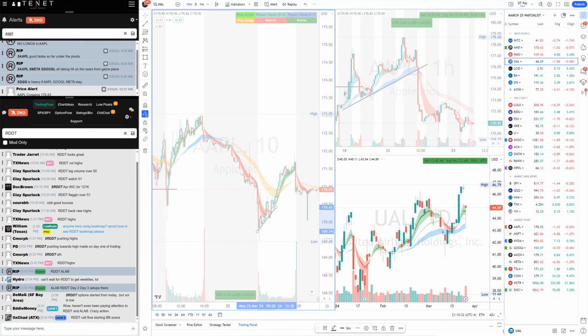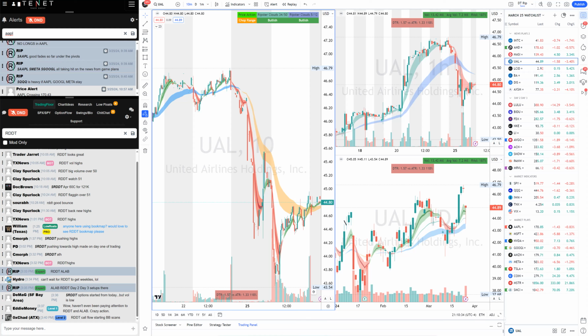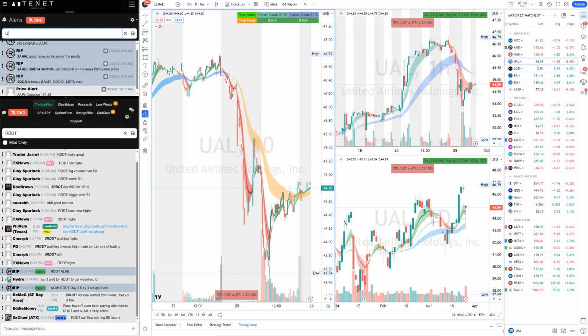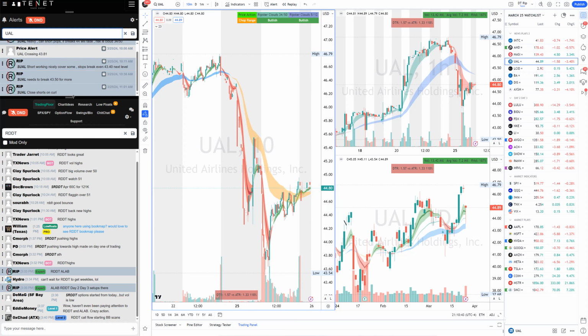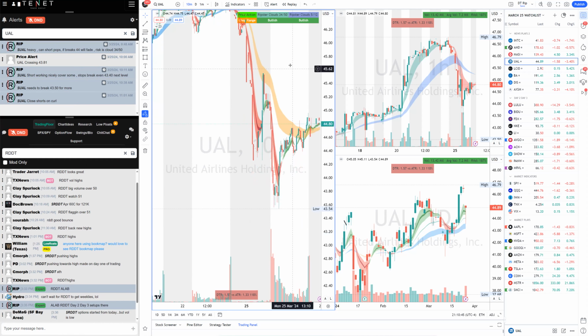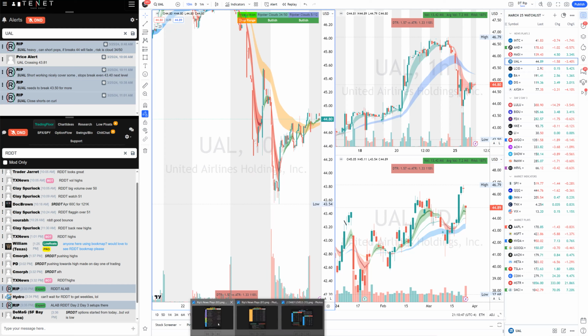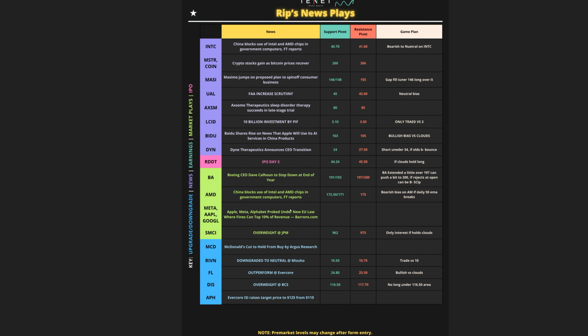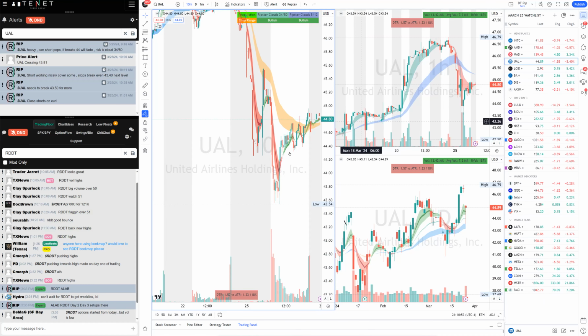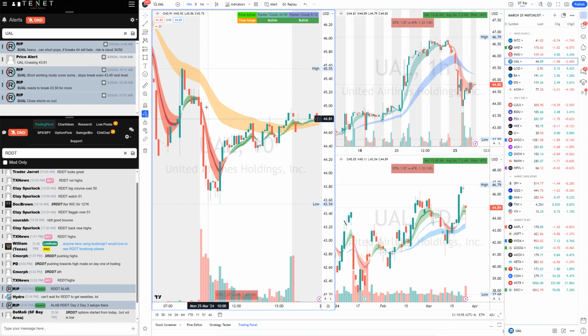There was UAL, which was our day 2 short. UAL was a day 2 short, a good one for small accounts. UAL was a short in the morning. Let's go back and see what the plan was on UAL. The plan was neutral bias, support was 45. So once it breaks that 45, it's bearish, right?